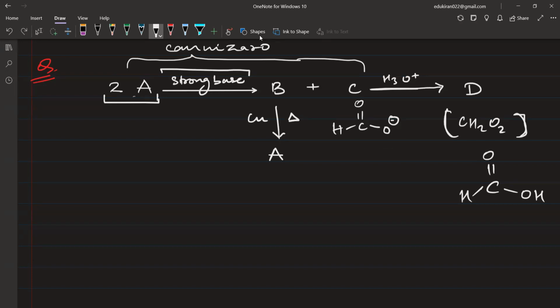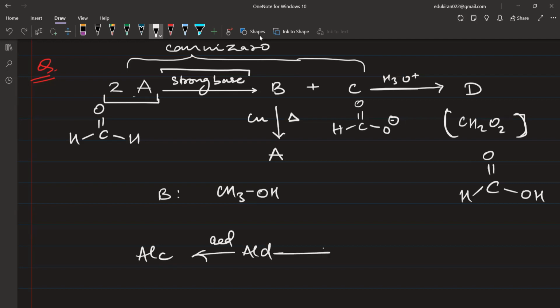Now if this is my carboxylate ion, then A is going to be H C double bond O and H, because formaldehyde is going to give you formic acid. Now from formaldehyde, what will B be? B is going to be alcohol, CH3OH, because in Cannizzaro, 1 mole gives alcohol and 1 mole gives carboxylic acid. The aldehyde is the middle case. If the aldehyde is reduced, it gives alcohol, and if it is oxidized, it gives carboxylic acid. That happens in the Cannizzaro reaction, a disproportionation reaction. So 1 mole converted to carboxylic acid and 1 mole to alcohol.